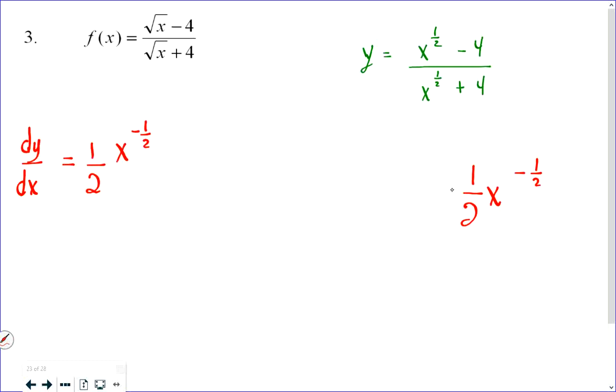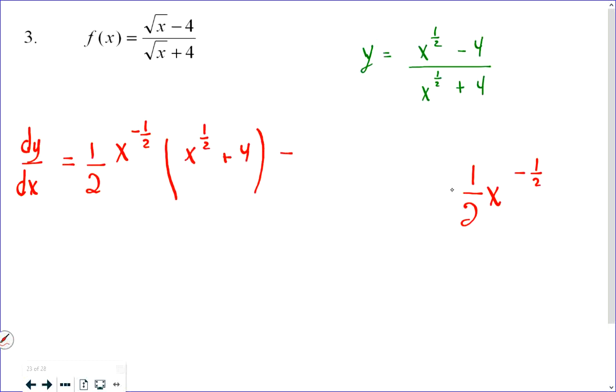Not always. Sometimes it won't matter. And in this case, I don't think it really matters. But that x to the negative 1/2 is on the top. Okay? So I'm putting it up with the 1. You don't have to do this. It's not crucial, but I like to keep things kind of organized to begin with. Multiplied by the bottom, which is x raised to the half plus 4.